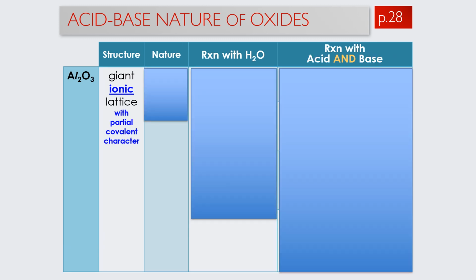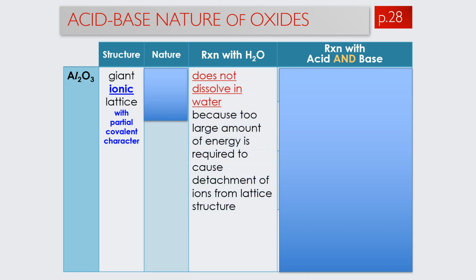Moving on to the next metal oxide, aluminium oxide. Aluminium oxide has a giant ionic lattice structure with significant covalent character. Unlike sodium oxide and magnesium oxide, aluminium oxide does not dissolve in water. This is because of its high lattice energy. Besides this difference, aluminium oxide is also amphoteric in nature. It is able to react with both acid and base.